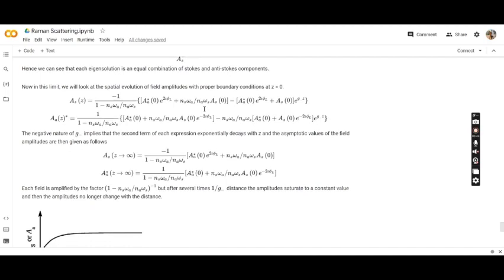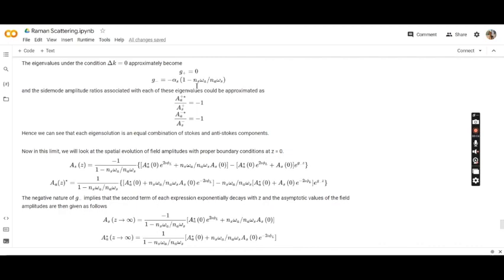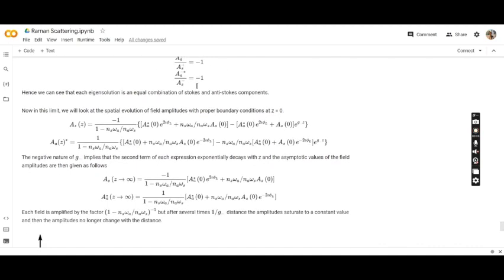Now, in the same limit, we will look at the spatial evolution of the field amplitudes with appropriate boundary conditions at z is equal to 0. That is, we know the values of these fields at the beginning of the medium, or z is equal to 0 plane. And we have to substitute this in the general expression for the solution of the coupled equations, and here is what we get for A_S of z, the Stokes field, and the anti-Stokes field conjugated: this factor into this first term plus the second term.